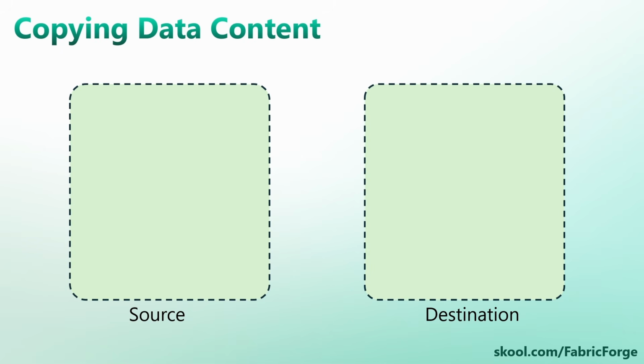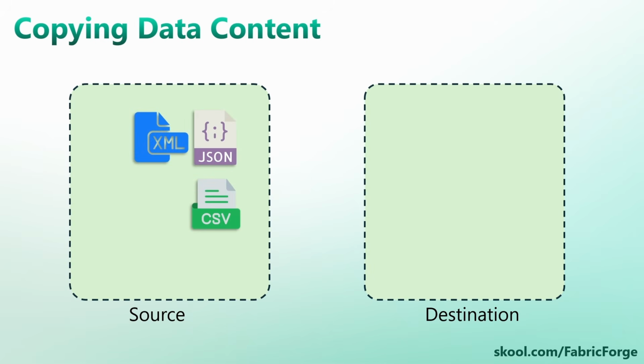For files, copy data supports using many of the most common text-based file types as sources, like CSV, or more correctly said, delimited text files, and JSON and XML files. Also, some more advanced file types are supported as well, like Parquet, ORC, Avro, and also Excel files.